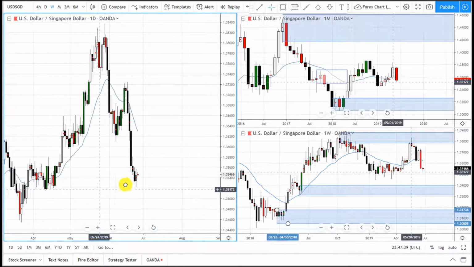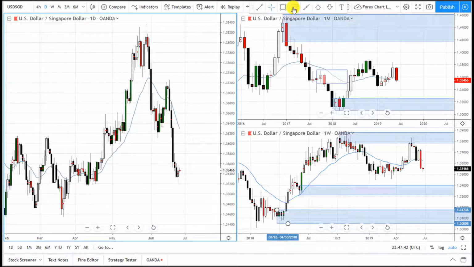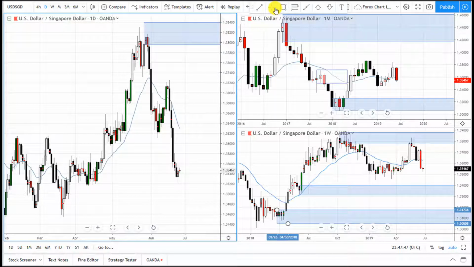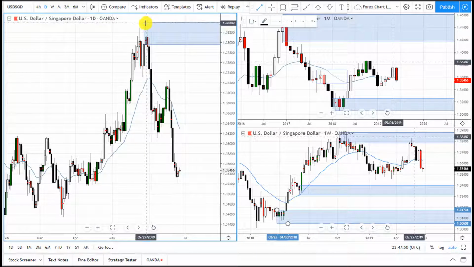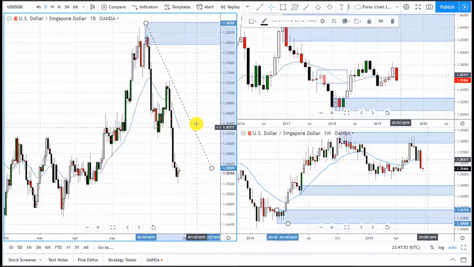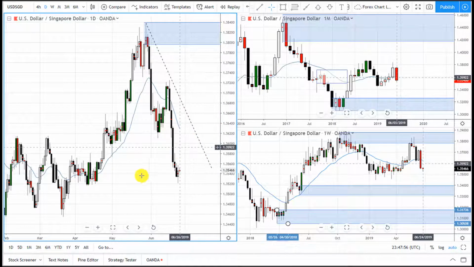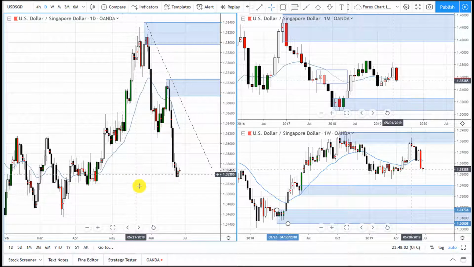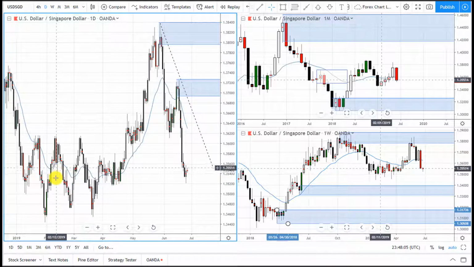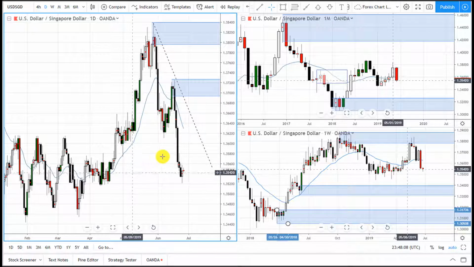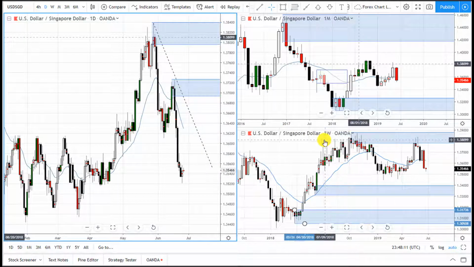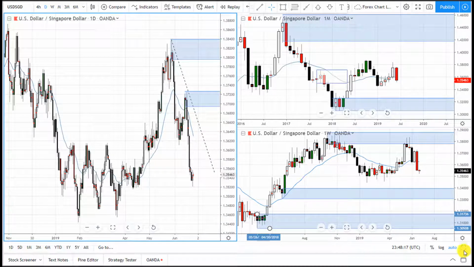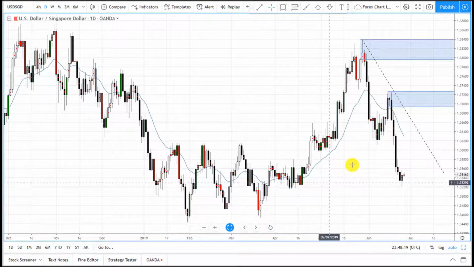And let's take a look at the daily now. The daily chart, we see that there's a supply zone up here, and it's an obvious downtrend. And there's a supply zone created right here. So price is going to keep on dropping until it hits the next level of demand zone, so let's take a look at the daily chart to see where the next demand zone is.